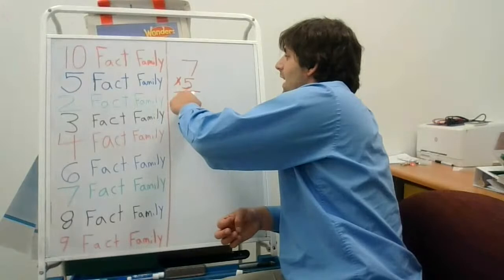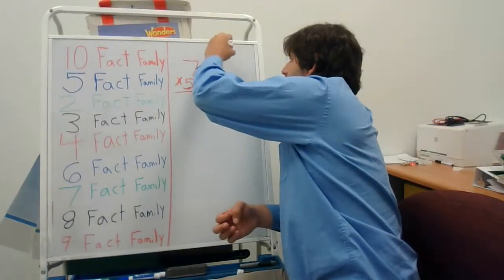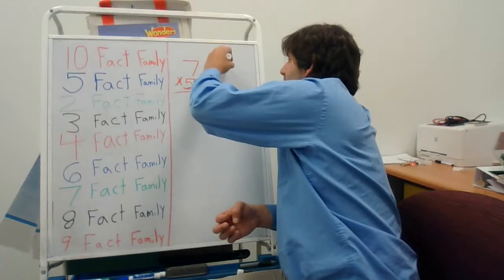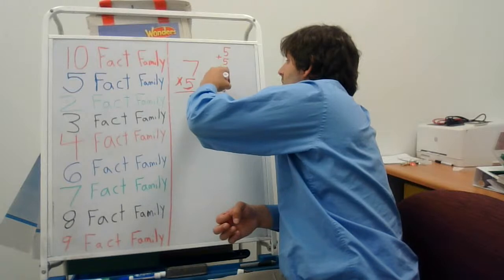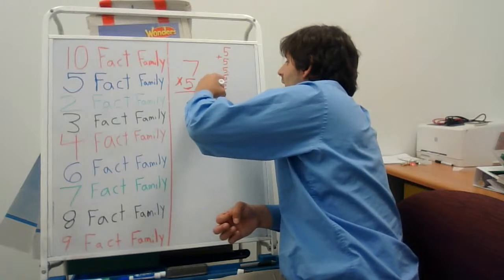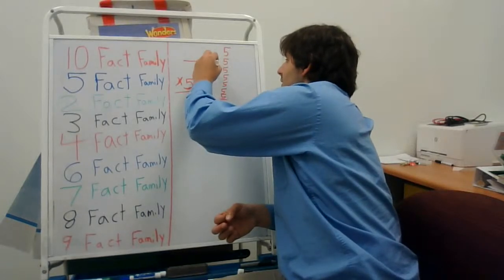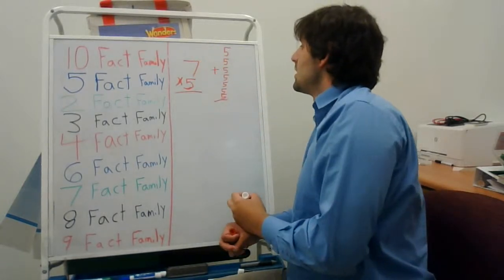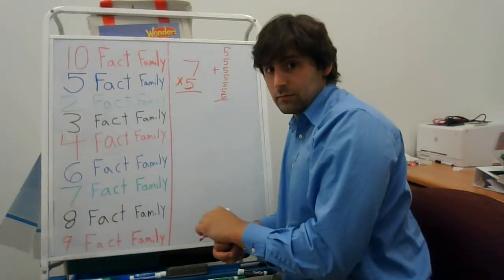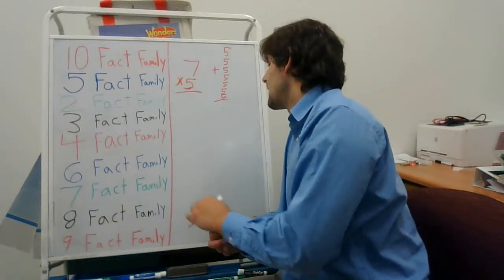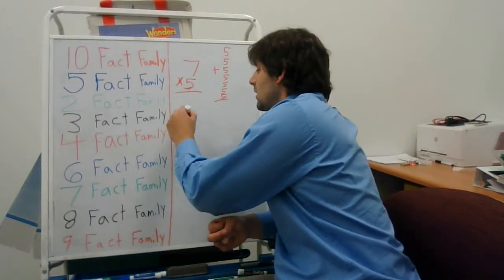So 7 times 5 means that you're adding the number 5 7 times. So you're adding 5 plus 5 plus 5 plus 5 plus 5 plus 5 plus 5. So you can't do all the skip counting in your head, but let's say you can do a little bit of it in your head.